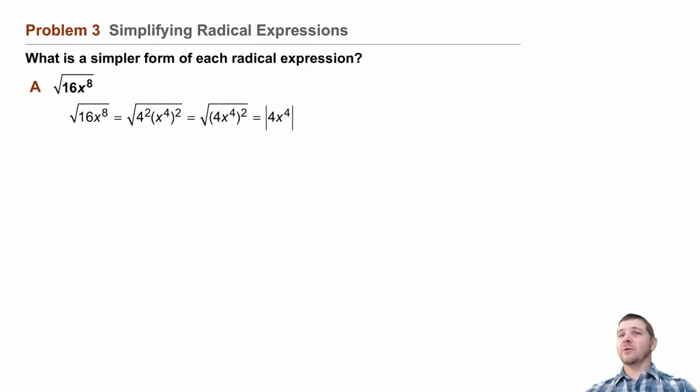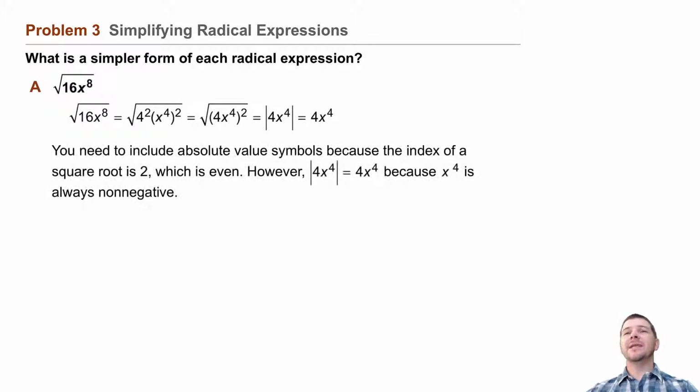So we can write that's equal to the absolute value of 4x to the 4th power, which is 4x to the 4th power. You need to include absolute value symbols because the index of a square root is 2, which is even. However, the absolute value of 4x to the 4th equals plain old 4x to the 4th because x to the 4th is always non-negative.